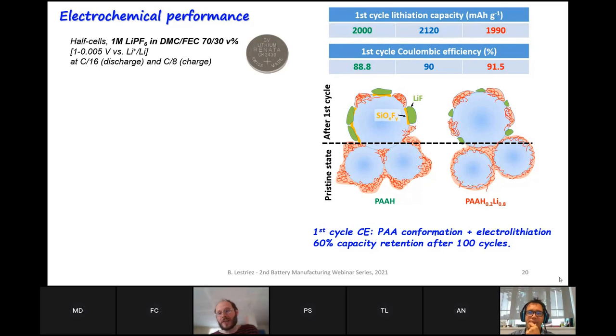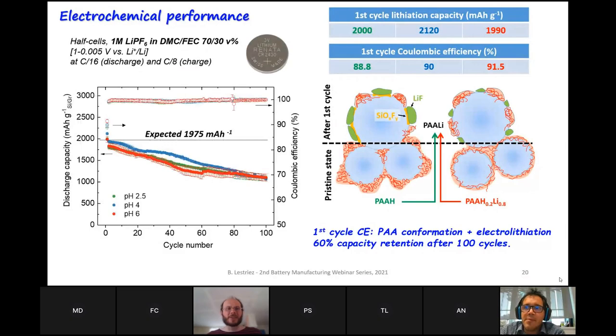And next, contrary to that, if you look at the image on the left, we expect more direct contact between the surface of silicon or graphite and the electrolyte in the case of polyacrylic acid, because it less homogeneously covers the surface of particles, and thus we expect more liquid electrolyte degradation, which was observed as a matter of fact by NMR. I will show you this later. Also, the Coulombic efficiency is expected to be influenced by the electrolithiation of polyacrylic acid, which is much less at pH 6.